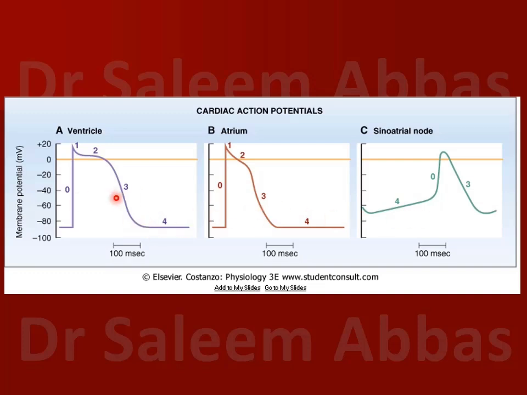All the cardiac muscle fibers are interconnected through gap junctions. So when one cardiac muscle fiber is excited, the action potential passes from one cell to another, and the whole heart is excited simultaneously.